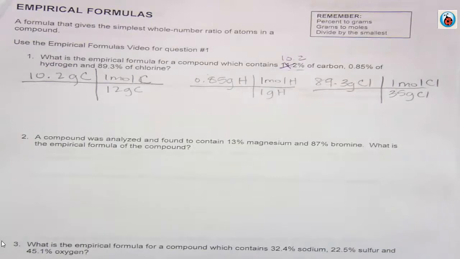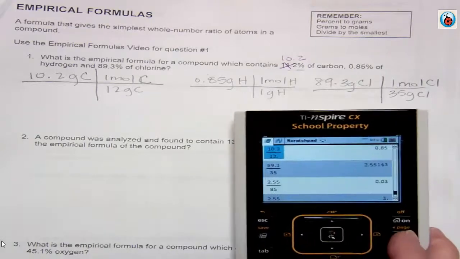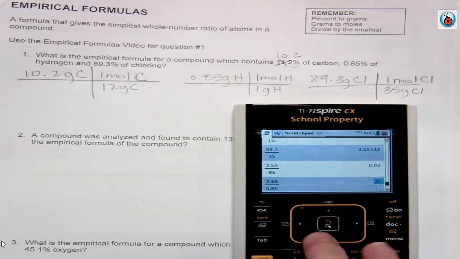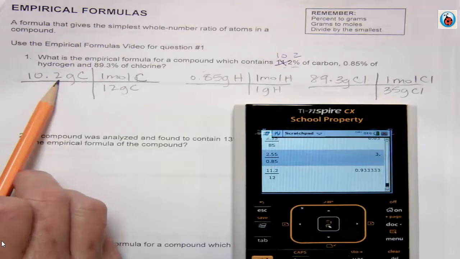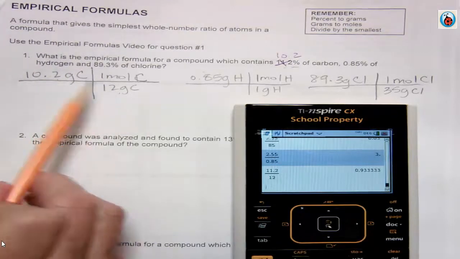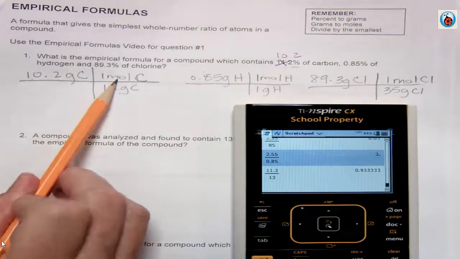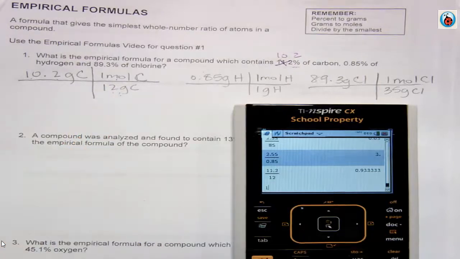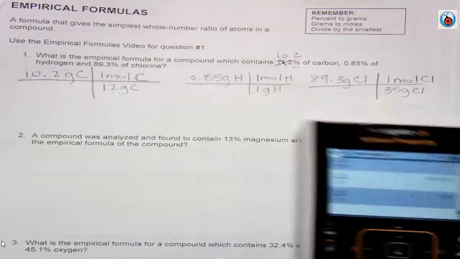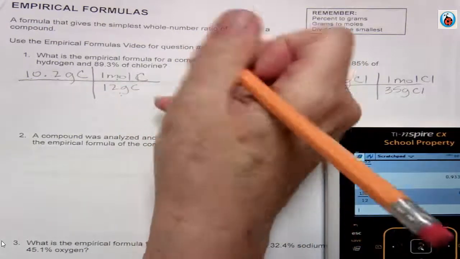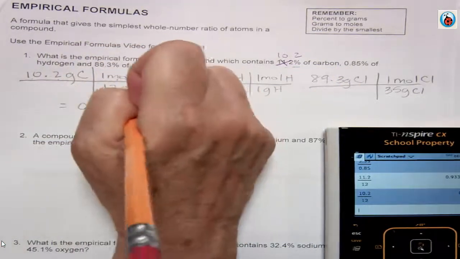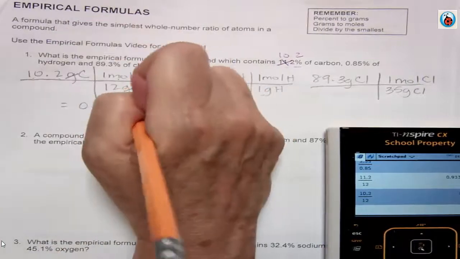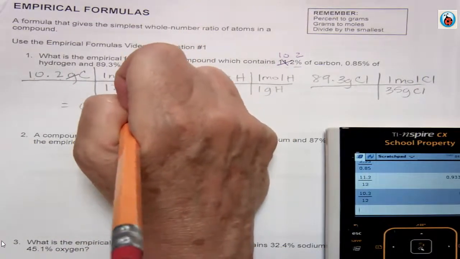Okay, now we're ready to do our math. So let's get our calculator. All right, so basically what we end up doing is we're dividing these two numbers, right? Because it's 10.2 times 1 divided by 12. So basically it's 10.2 divided by 12. Enter. What do we get? 0.85. So this equals 0.85 what? Grams of carbon. Answer. So I've got moles of carbon, remember. Keep up with what you got.